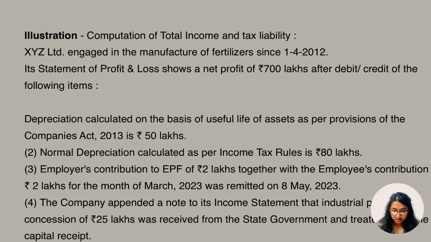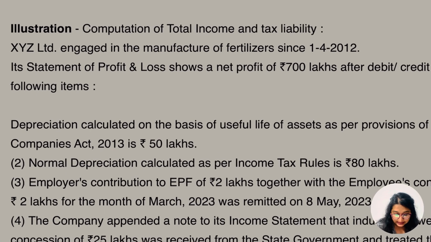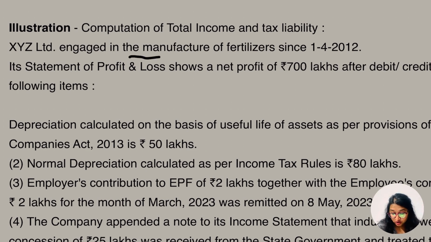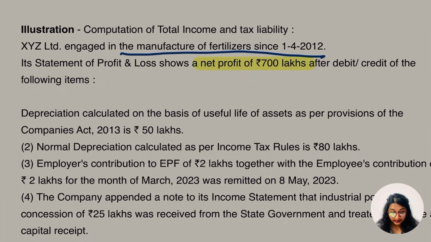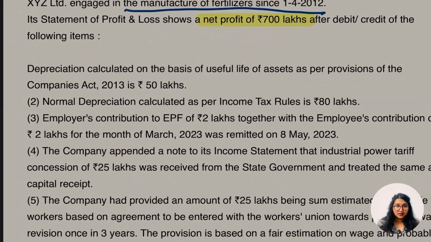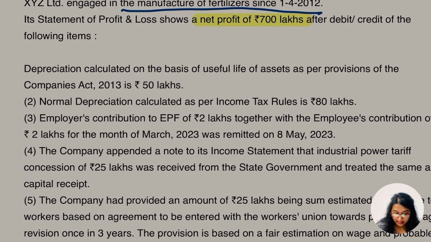So in this illustration we have to compute the income, total income and tax liability of XYZ Limited. The question says XYZ is engaged in the manufacture of fertilizers since 1st April 2012. Let me underline these things. Its statement of P&L shows a net profit of 700 lakh after debit and credit of the following items. So yes, let's go to the format of the MAT provision now.